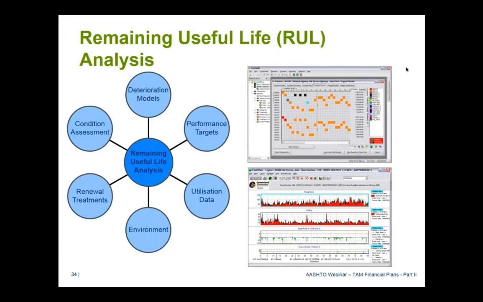Our remaining useful life analysis, well, this is really a key part to making sure we have a strong link between our financial management and our asset management approach. We're using the same analysis that we undertake for our tactical asset management planning in determining the useful life of our different components within the road and bridge assets. And once again, they're the standard components that you'd see in a pavement management system, where we have deterioration models, performance targets, utilisation data, environmental data, costs and conditions.